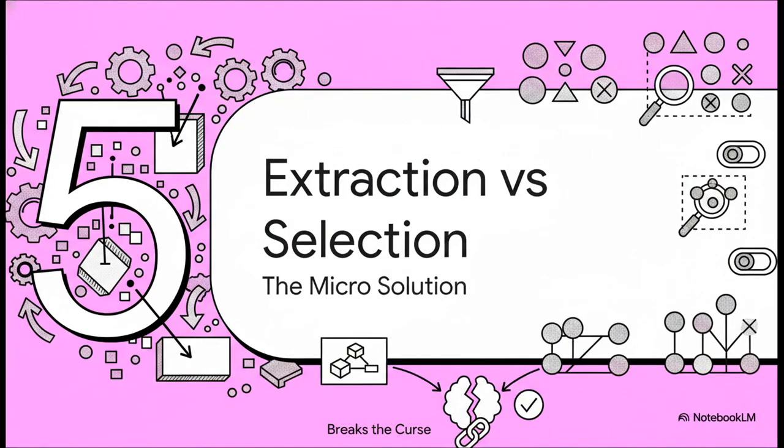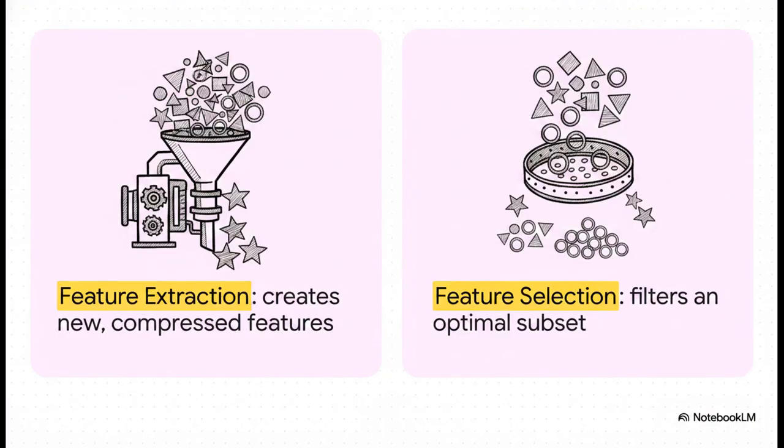And that brings us to Section 5, extraction versus selection, the micro solution. So how do we solve this curse of dimensionality? We use feature engineering, which generally breaks down into two main approaches, extraction and selection. Feature extraction fundamentally transforms and compresses your big data set. It removes the redundant features by creating entirely new, combined features from the existing ones.